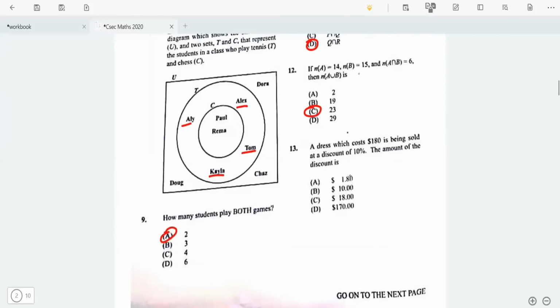Question 13 says a dress costs $180 and is being sold at a discount of 10%. The amount of discount is, if it is being sold at a discount, you're paying for 90% of the original cost. So, and then it says the discount, they just want the discount. The 10% discount is 10% of 180. 10% of 180 is $18. That's option C. Okay.